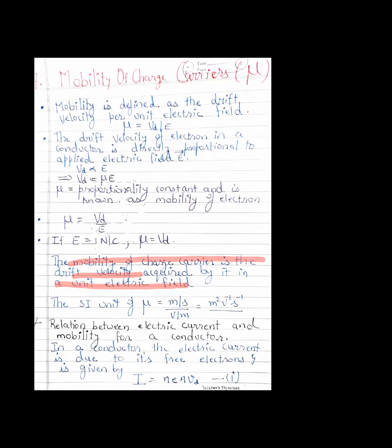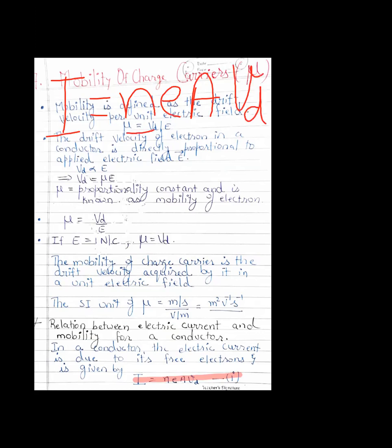Now here you have a small relation between current and mobility. We have derived the equation I equals to neAvd. We know the terms here. n is the electron density. e is the charge of the electron, that is 1.6 into 10 to the power minus 19 coulomb. A is the area of cross section of the conductor, and vd is the drift velocity. Right children?